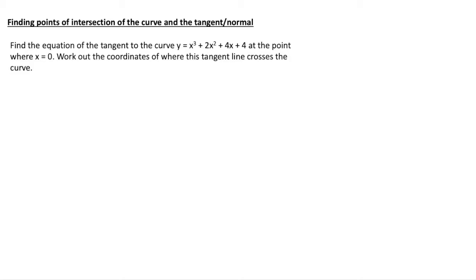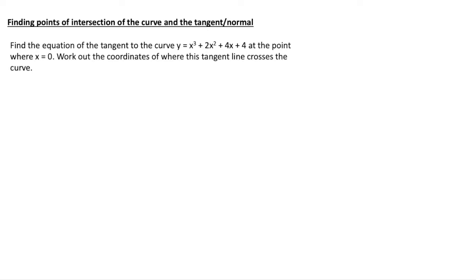Finding points of intersection of the curve and the tangent or normal. This first one is: find the equation of the tangent to the curve y equals x cubed plus 2x squared plus 4x plus 4 at the point where x equals 0. Work out the coordinates of where this tangent line crosses the curve.